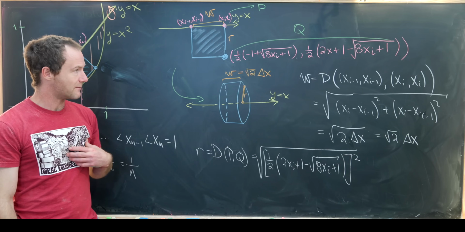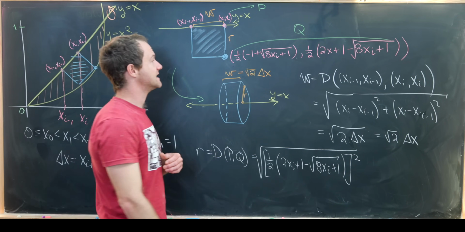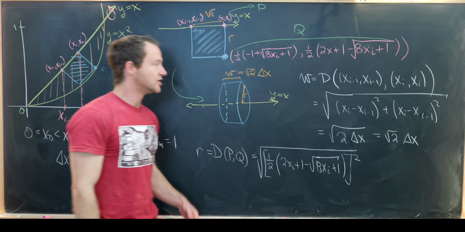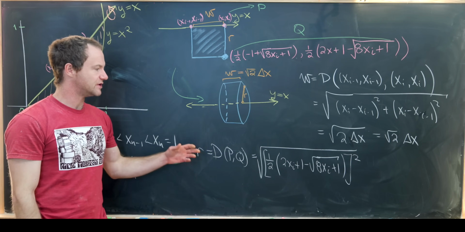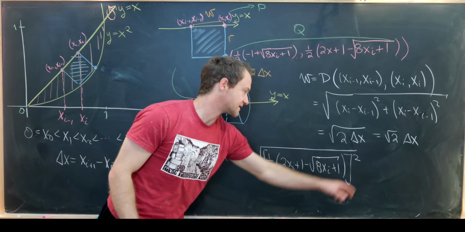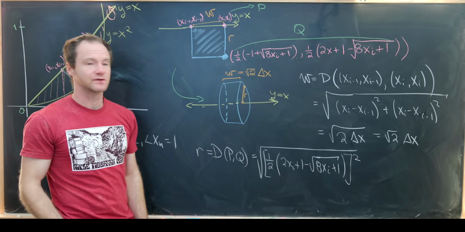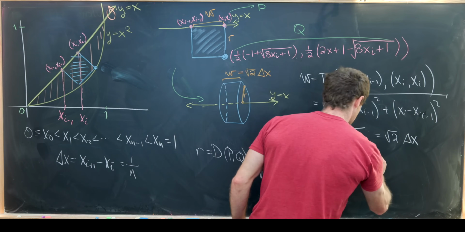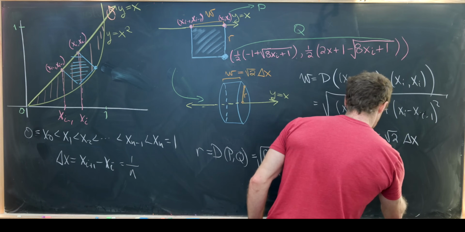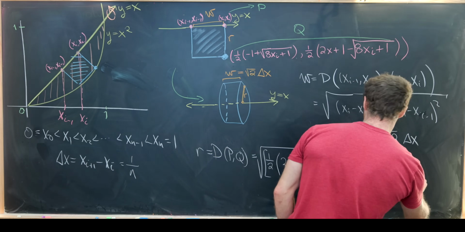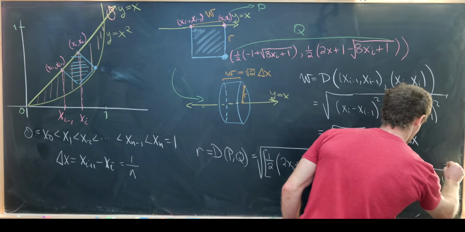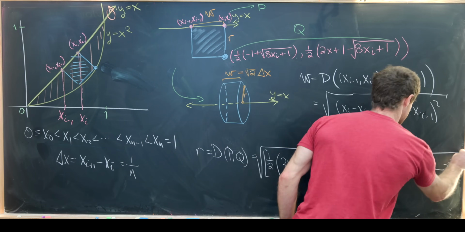Okay, but then something a little bit magical happens. And that is if you do this x_i coordinate minus this x_i coordinate, you don't get exactly the same thing, but you get a negative of the same thing. But since we're squaring this whole thing, well, the negative doesn't really matter. So that means we're going to get another copy of the same thing. That's going to give us 1/2, then 2x_i plus 1 minus the square root of 8x_i plus 1, and then all of that is squared.